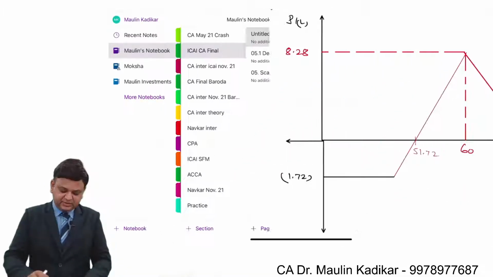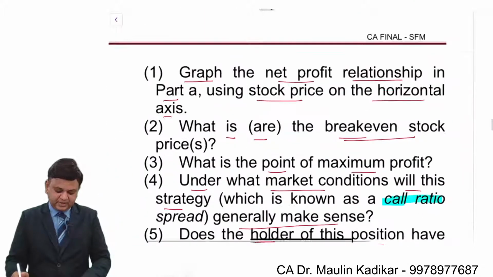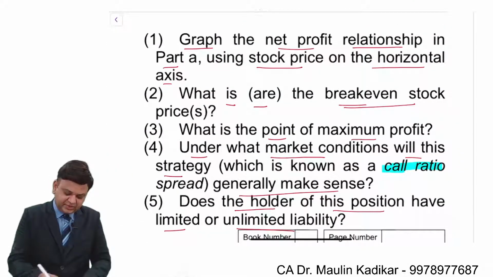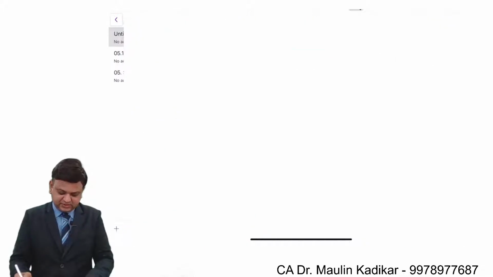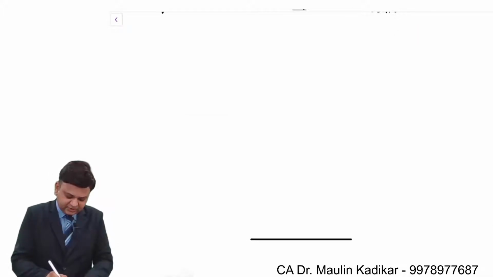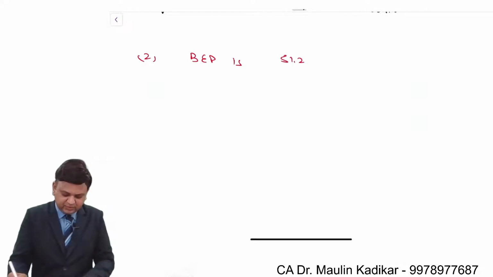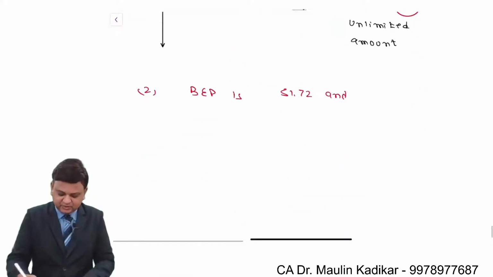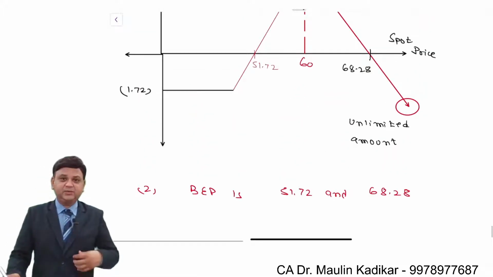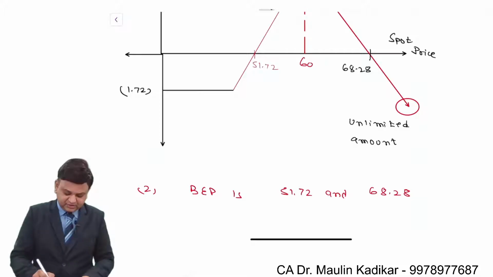Now let us answer one by one the questions that they have raised. The question says to graph the net profit. Okay, this is what we have done. What are the break-even points? So let us answer the second question: break-even points are 51.72 and 68.28. So these are the two spot prices of the equity share at which we will have the profit or loss value 0.